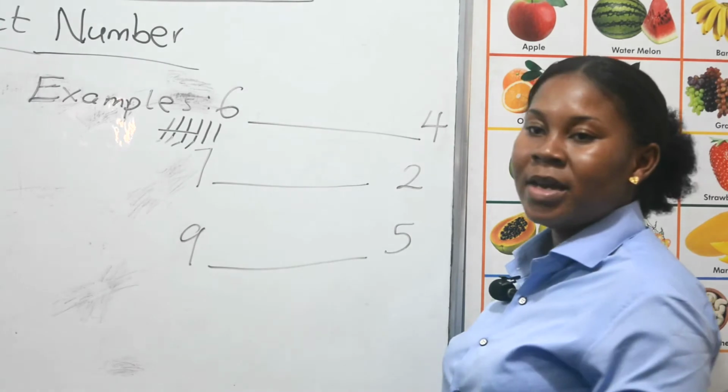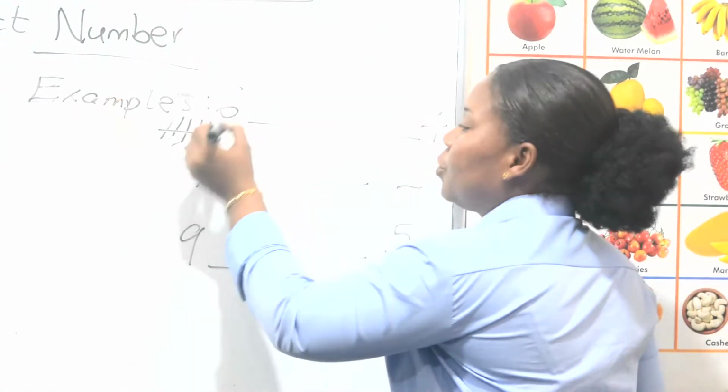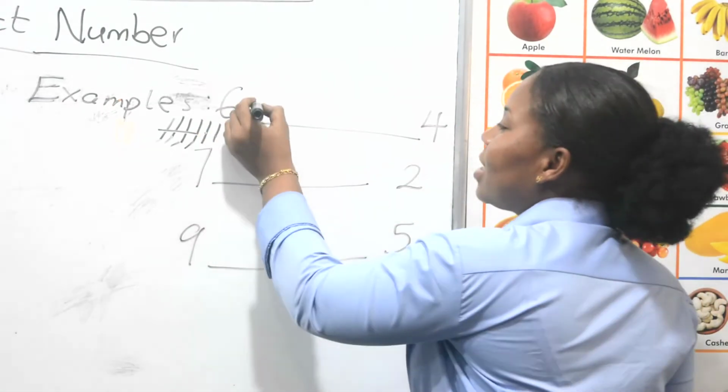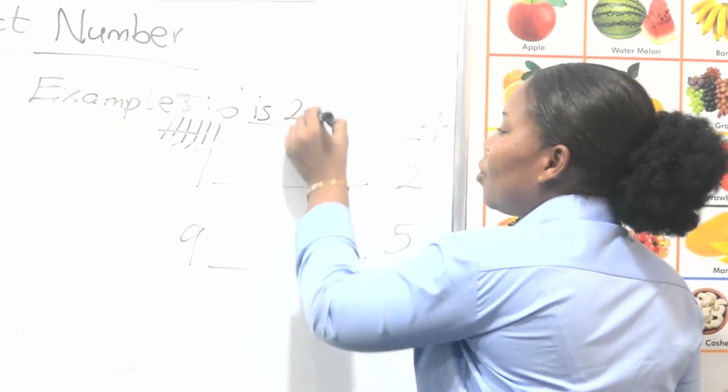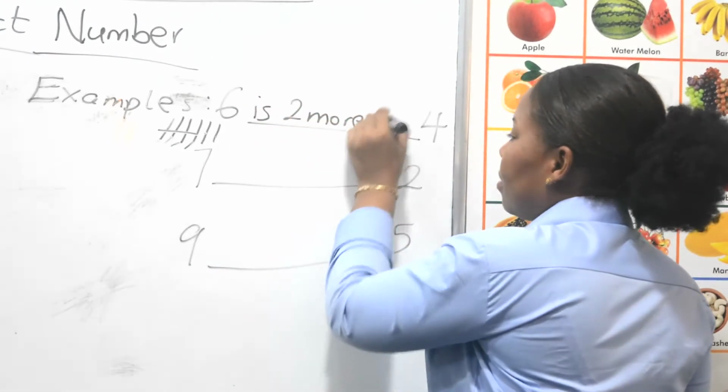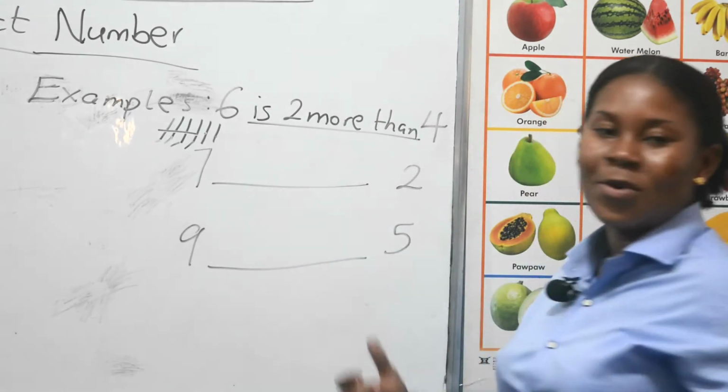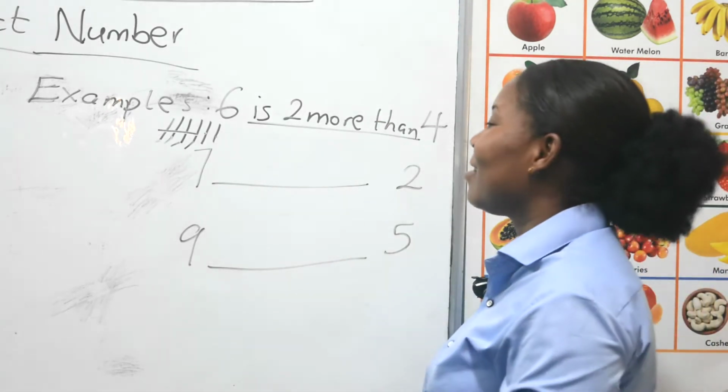So what is the remaining number? 1, 2. So it will be what? 6 is 2 more than 4. Very good. I know you had them correct.